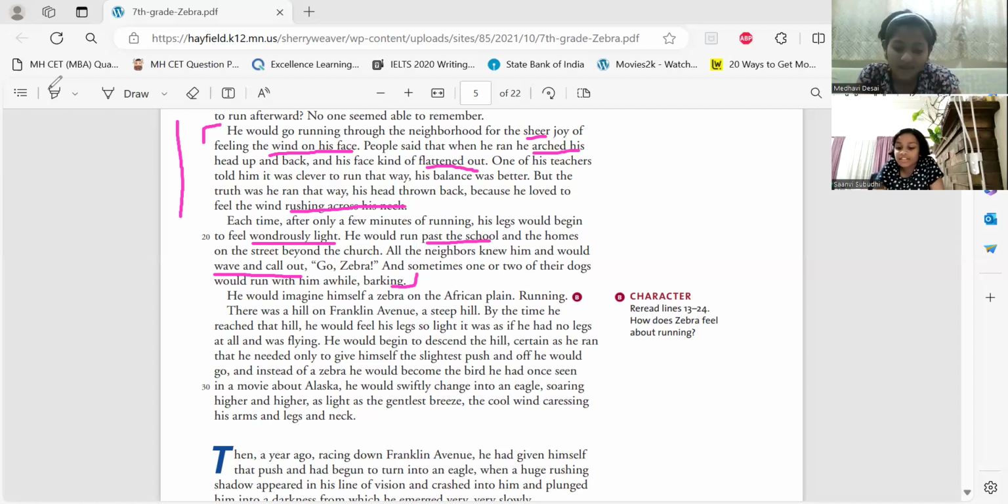All right. So, one of his teachers told him. Now, what to learn from this? One of his teachers, this is plural. One of his teachers told him it was clever to run that way. His balance was better, but the truth was he ran that way. What is the truth was? Truth was means they show you the contrast. See this. When they put this word in between, they use contrast. Like people thought it that way, but the actual reason was his head thrown back. Can you throw your head back, Tanvi? Throw your head back. Okay. Your younger sisters might be doing like this, right? When they throw the tantrum.